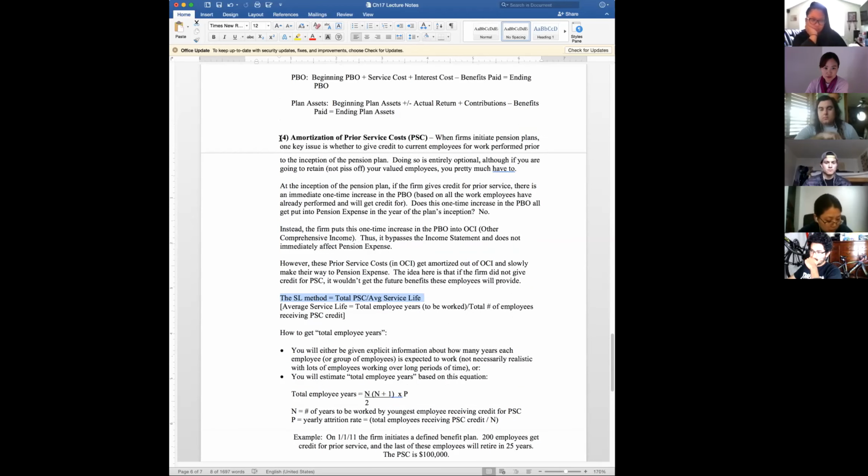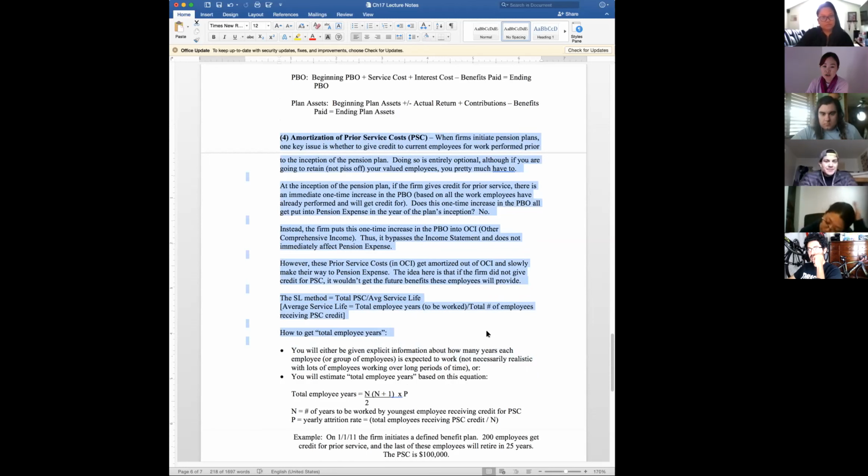If you want to review what I just said, you can go back to here. Basically, to reduce the huge shock on the income statement, we do not include the total prior service cost as an expense in the income statement, but we put it into the other comprehensive income section, and then over time we amortize this OCI and put it into the pension expense, and that way the prior service cost makes its way onto the income statement.